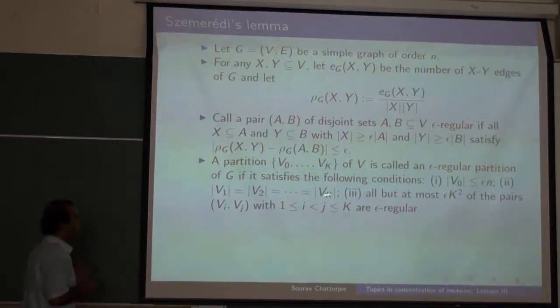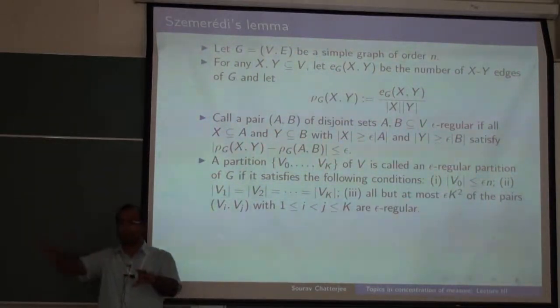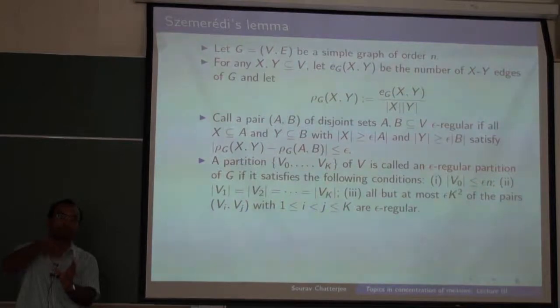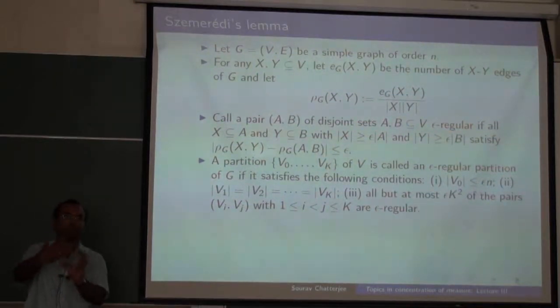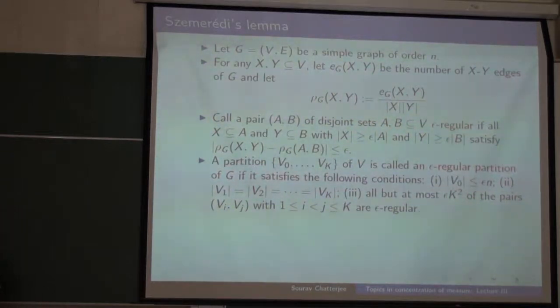And almost all of these pairs, so there are order k squared pairs of these subsets, all but epsilon k squared of them are epsilon regular. So basically, you're dividing the set into k blocks so that most of these blocks have the property that the edges between them are randomly distributed, approximately. So that's an epsilon regular partition.